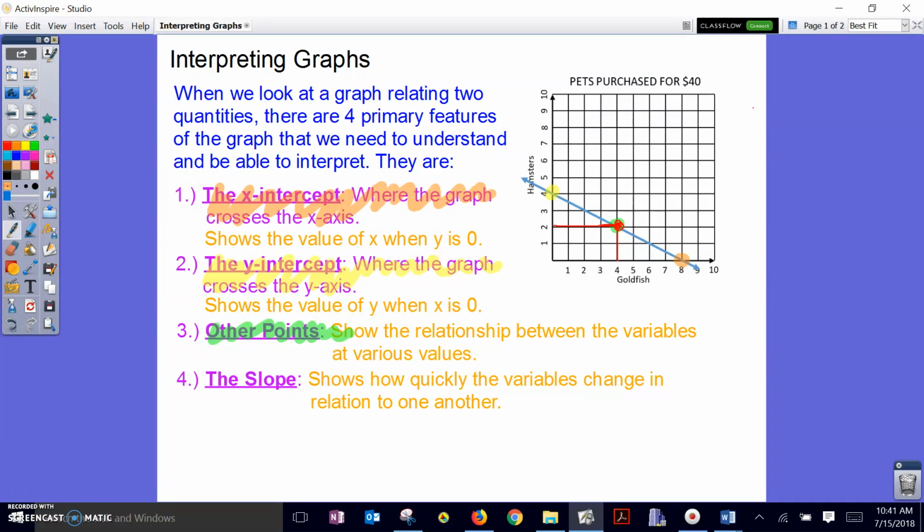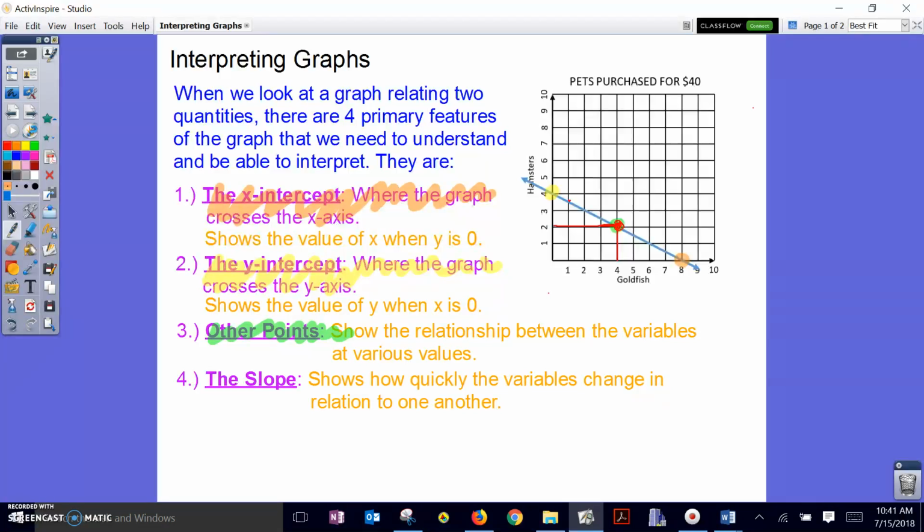There are some points that we can read off the graph that don't make sense in the context of the problem. For instance, the point (1, 3.5). I could buy 1 goldfish and 3.5 hamsters, but we can't really buy 3.5 hamsters, so that's not really a valid real-world point on this graph.